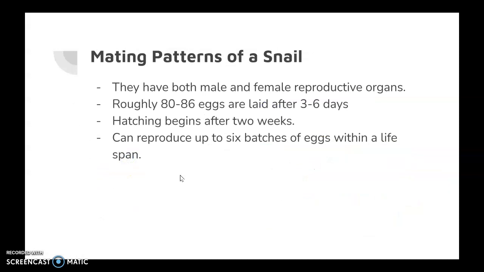Even though they have both reproductive organs, snails can reproduce asexually as well as sexually. Snails are sexually mature within the first or second year of life, and mating usually occurs during summer. The mating process takes about 4 to 12 hours.